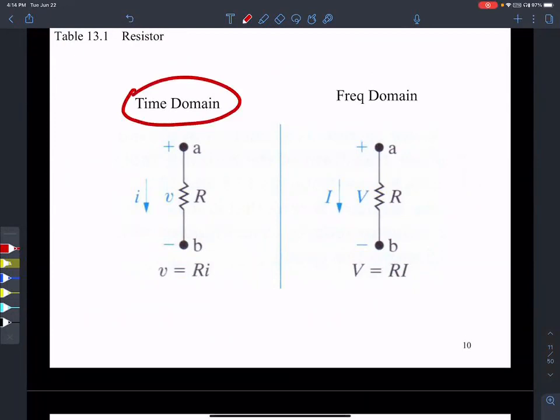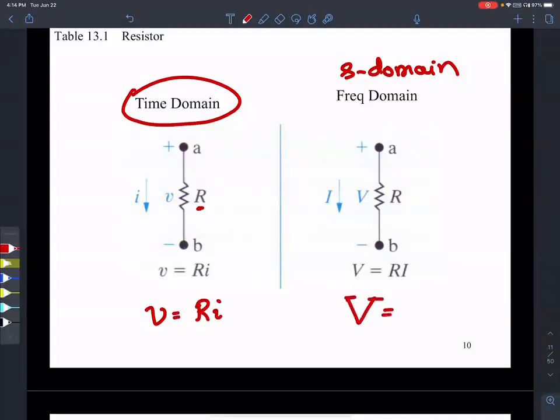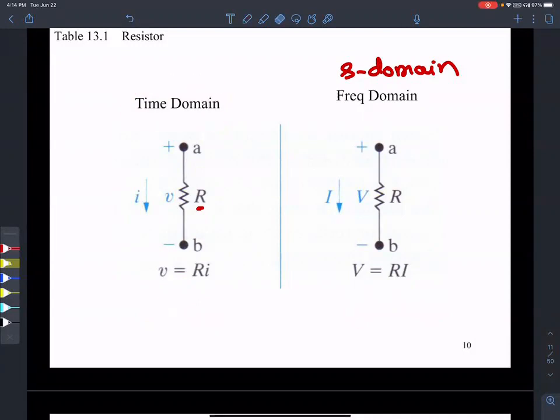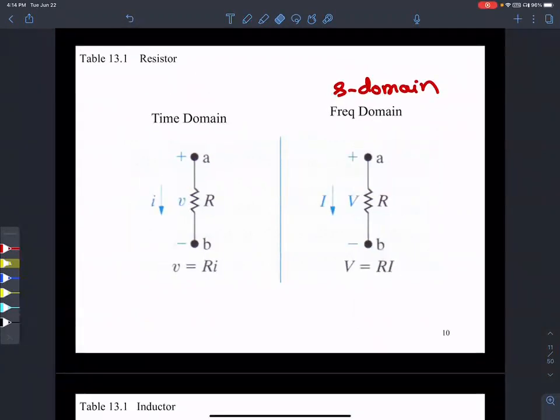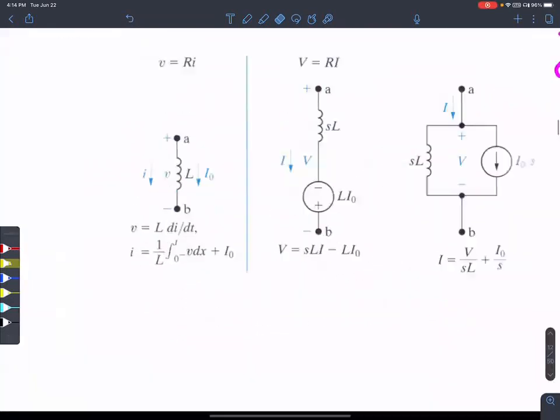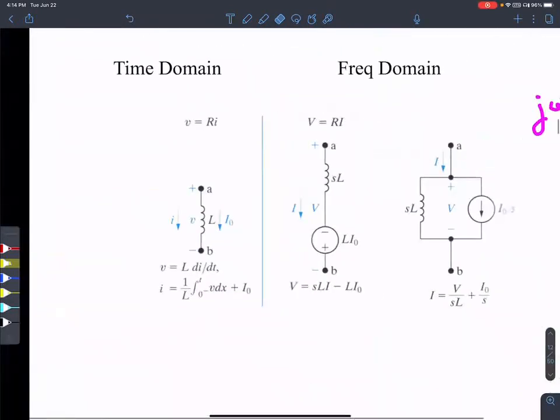In the time domain, the resistance is R, and in the S domain as well, the resistance is still going to behave like R. The relationship, lowercase letters, is the time domain, and the capital letters are in the S domain. So the resistance does not change. Resistance has no frequency dependent terms in it, so it is still going to have an ohmic behavior.